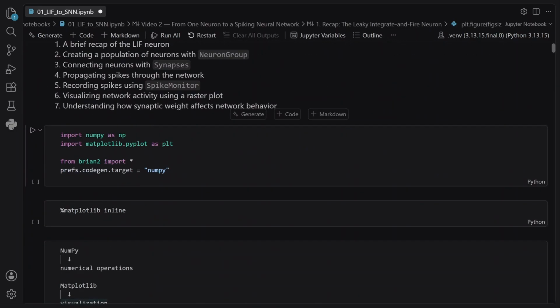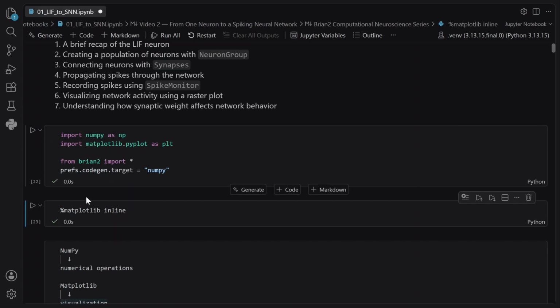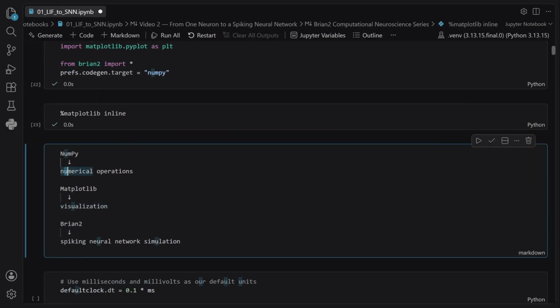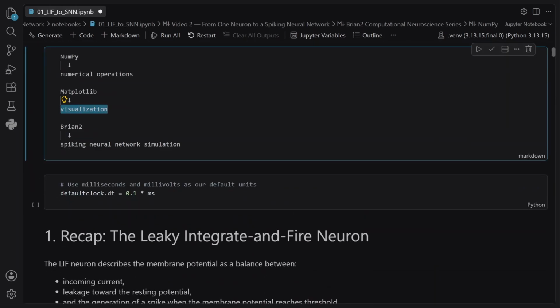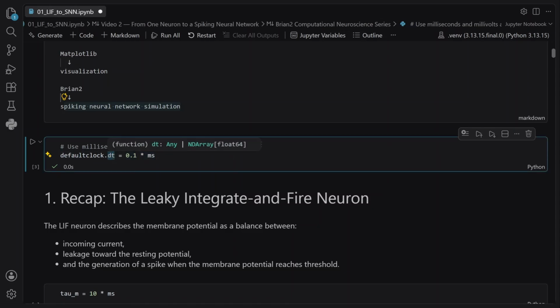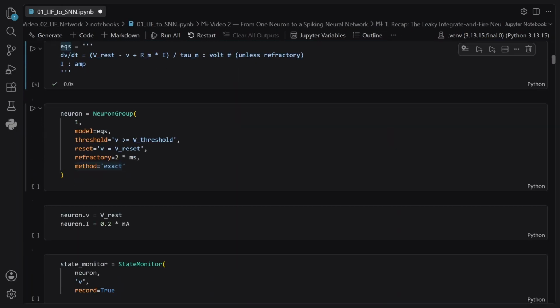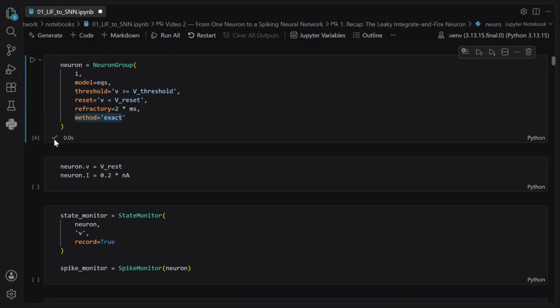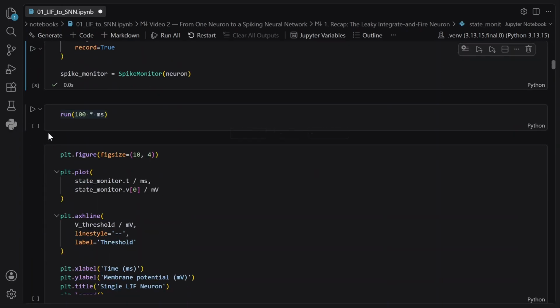To do this, we have to import NumPy, matplotlib, and Brian2. NumPy for numerical operations, matplotlib for visualization and plotting, Brian2 for spiking neural network simulation. We define a small chunk of time, dt. Here we have 0.1 millisecond. We define our parameters. We define our model. We create one neuron, our initial condition. We set our monitors. And finally, we run the simulation.